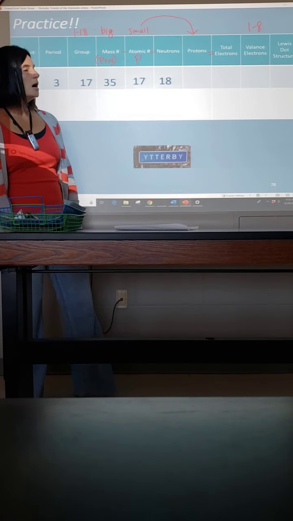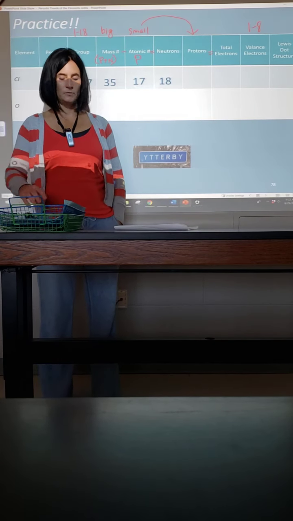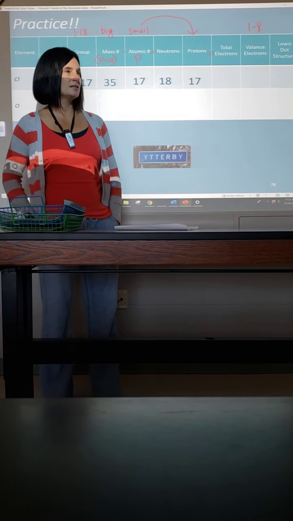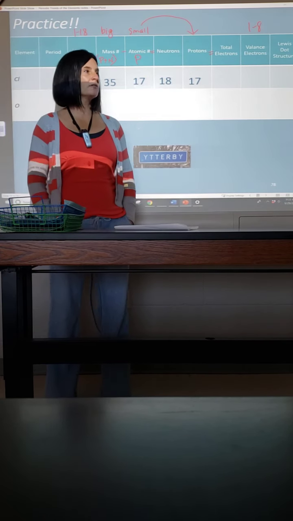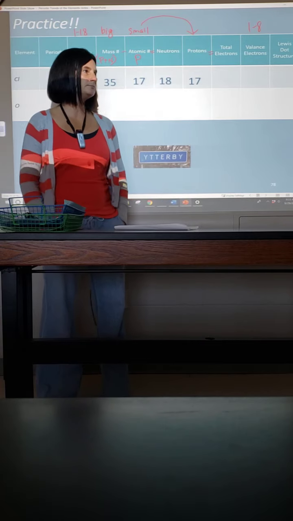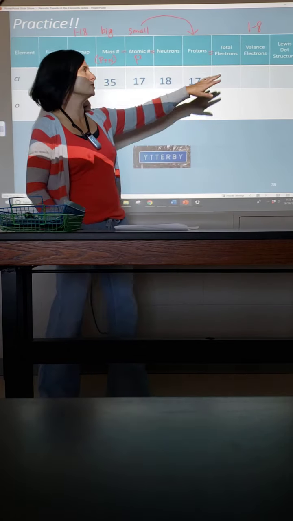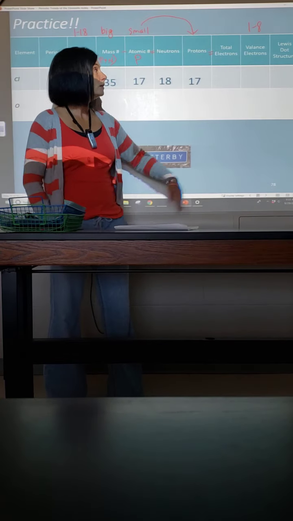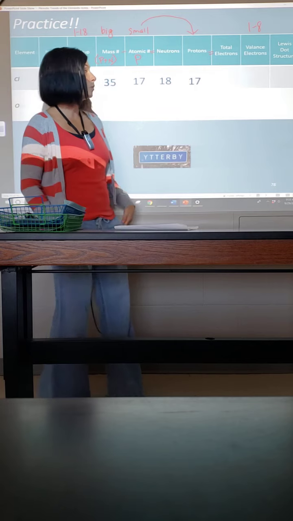Okay. What's the number of protons, Breeze? 17. Good. Because the atomic number and protons are the same. And then what's the total number of electrons? What do you think, Dylan? What's the total number of protons? Or excuse me, total number of electrons? This one that we're on. We're on chlorine.